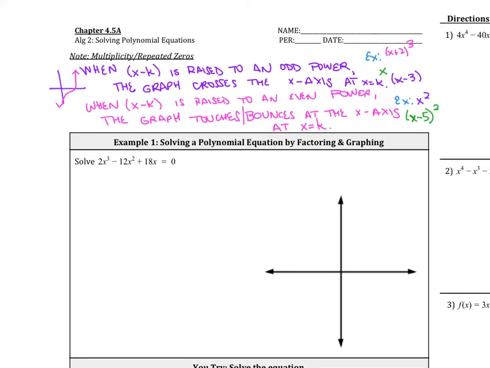4.5, we're going to start to take a look at solving polynomial equations. Now, before we get to there, I just want to talk a little bit about graphs and something about multiplicity and repeated zeros. And so here's a definition.